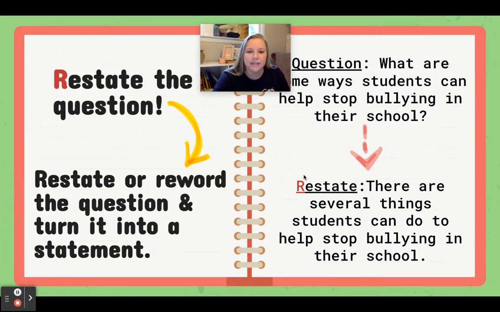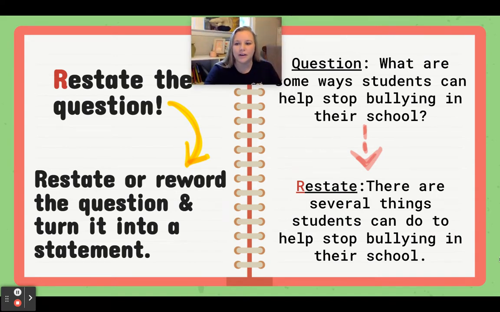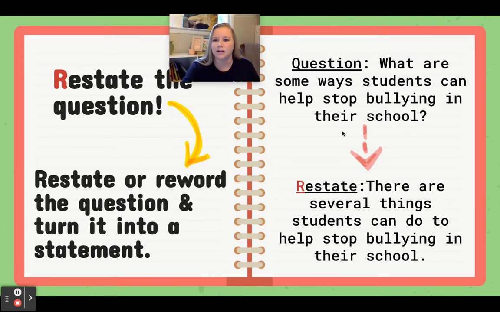This means that you're going to restate or reword the question so that it is turned into a statement. This means that you'll have a pretty good introduction to your paragraph. You won't just jump right into an answer. So, for example, if our question is, what are some ways students can stop bullying in their school? We could restate that question to say, there are several things students can do to help stop bullying in their school. All we did was switch a few words around and change that question mark to a period.